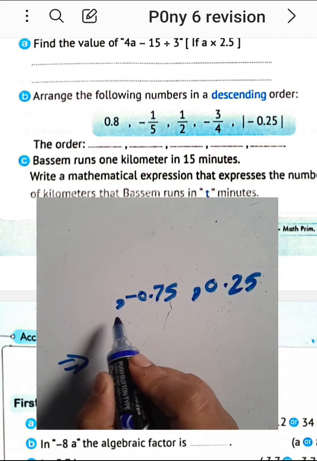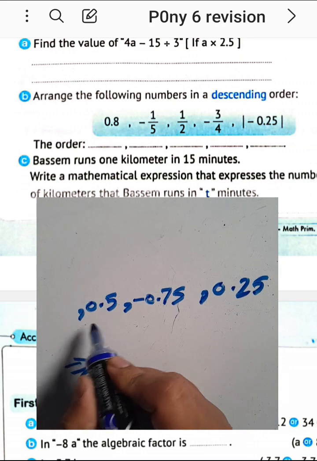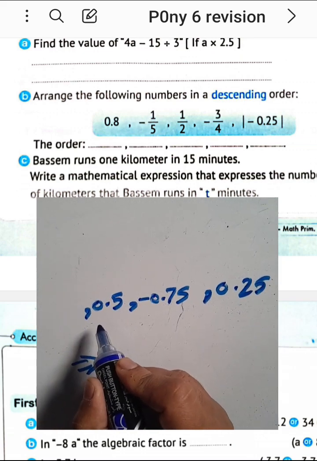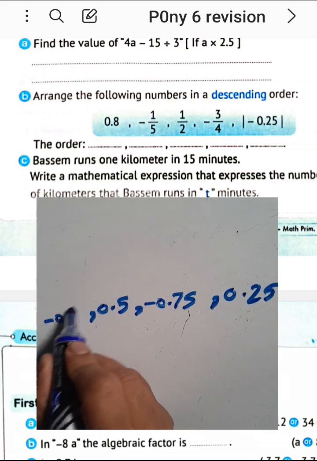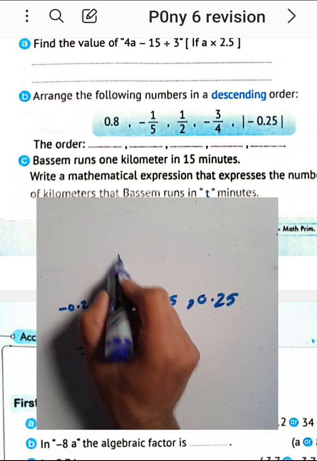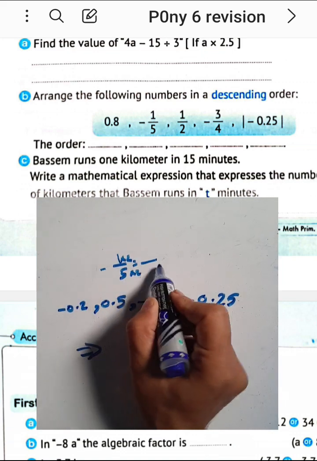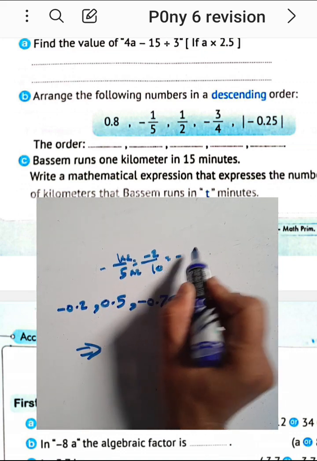And we have 1 over 2, it will be half, 0.5. And we have negative 1 over 5, it will be negative 0.2. Convert this number, because 1 over 5, you can convert it by multiplying numerator and denominator by 2, it will be negative 2 over 10, it will be negative 0.2.